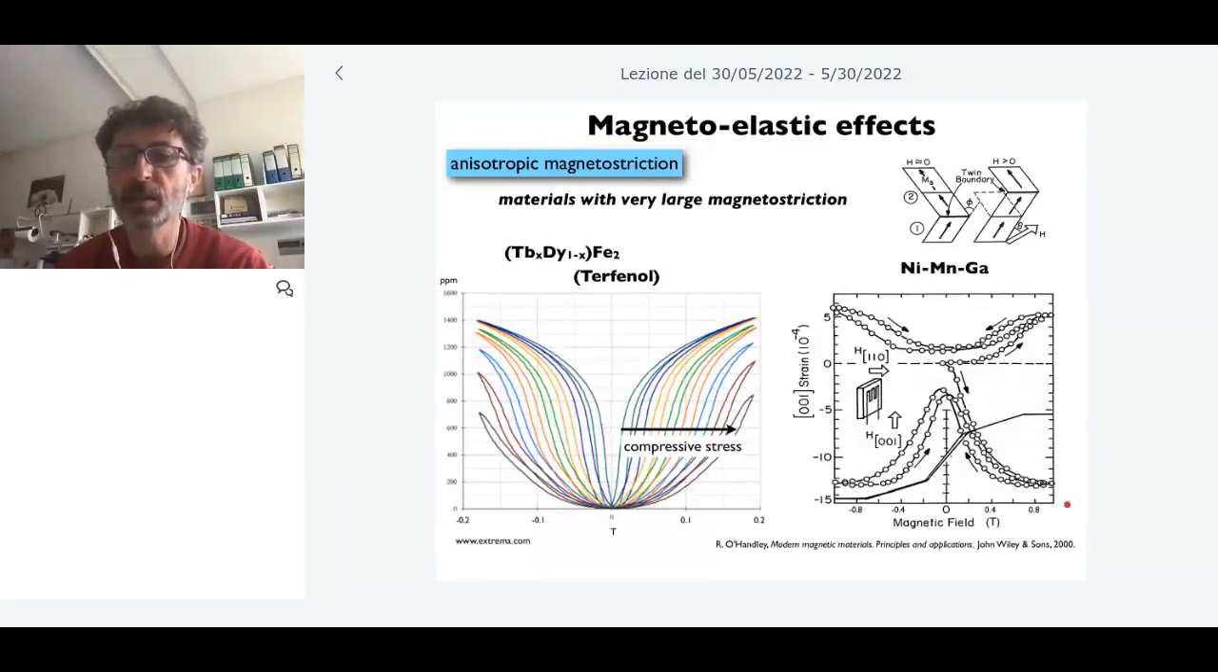So nickel manganese gallium, these are magnetic alloys, so-called magnetic shape memory alloys, that undergo this phase transition between the twin boundaries induced by the magnetic field. So in a sense, they behave similarly to shape memory alloys like nickel titanium, even if they are magnetic. So you can drive them by the magnetic field.